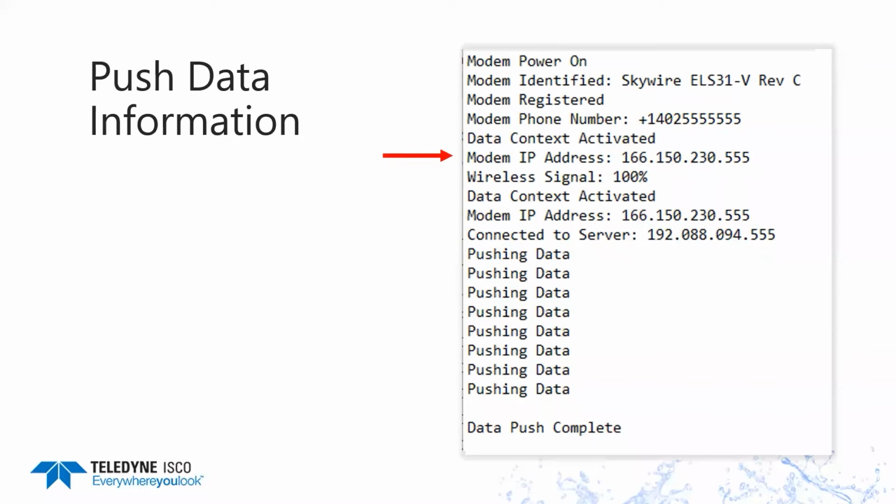So when I'm using my FlowLink software, I know which site to call up. My wireless signal strength tells me which server I'm pushing to. And then as you can see with the push data, it tells me that it's actively pushing data to the server and then finally complete. So we've added a lot of additional information to let you know that everything is working as it should be.